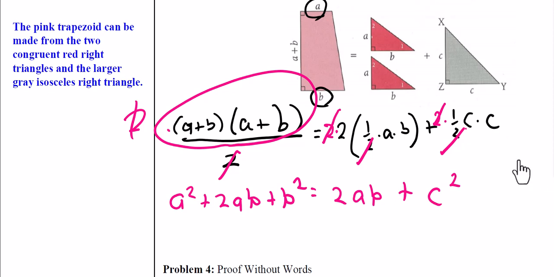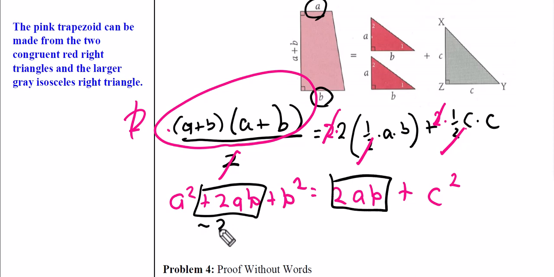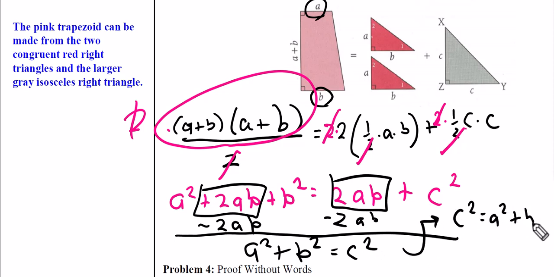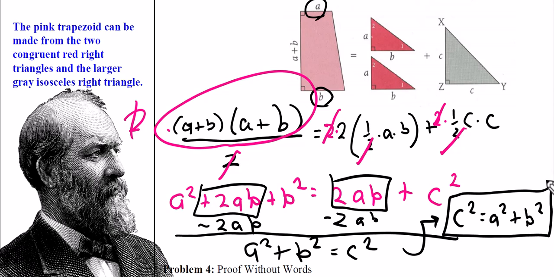And if you look at this 2ab and this 2ab here, we subtract this one from both sides. And we're left with a squared plus b squared equals c squared, which we can turn around, right? And we can put it as c squared is equal to a squared plus b squared. And so we proved once again, or we should say President Garfield proved, that you can be a president and actually be smart. Cool.